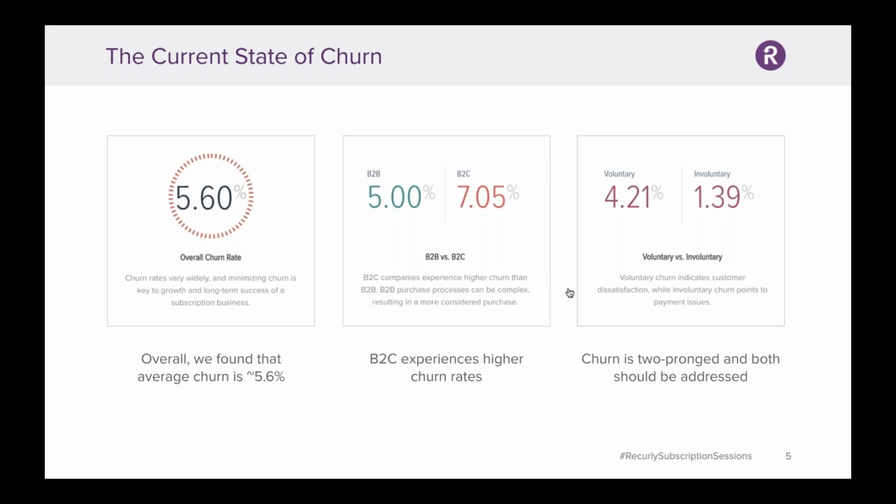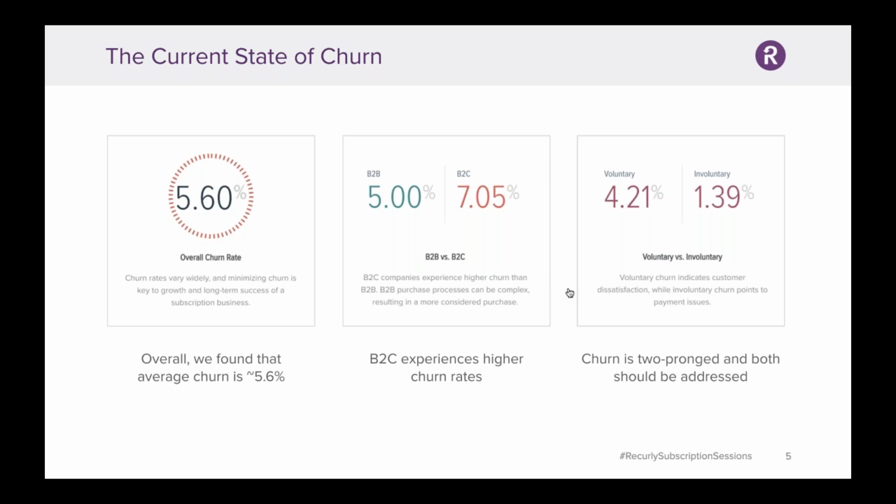Involuntary churn is when an account is canceled as a result of, say, a failed credit card or a failed payment, or something in the payment process that cancels the subscription. So involuntary churn is something that can be mitigated probably best by working with a subscription platform such as Recurly that has tools that can be leveraged to rescue those involuntary churns before they happen.